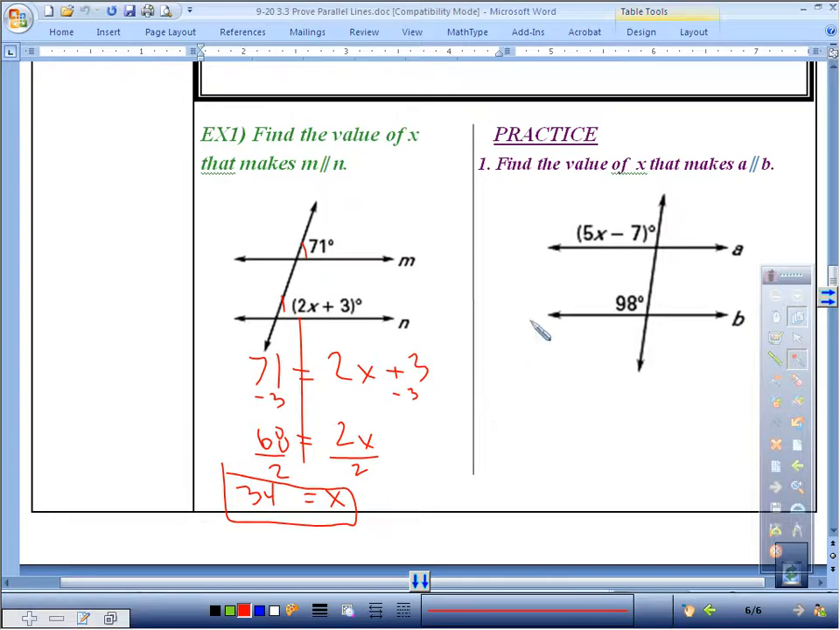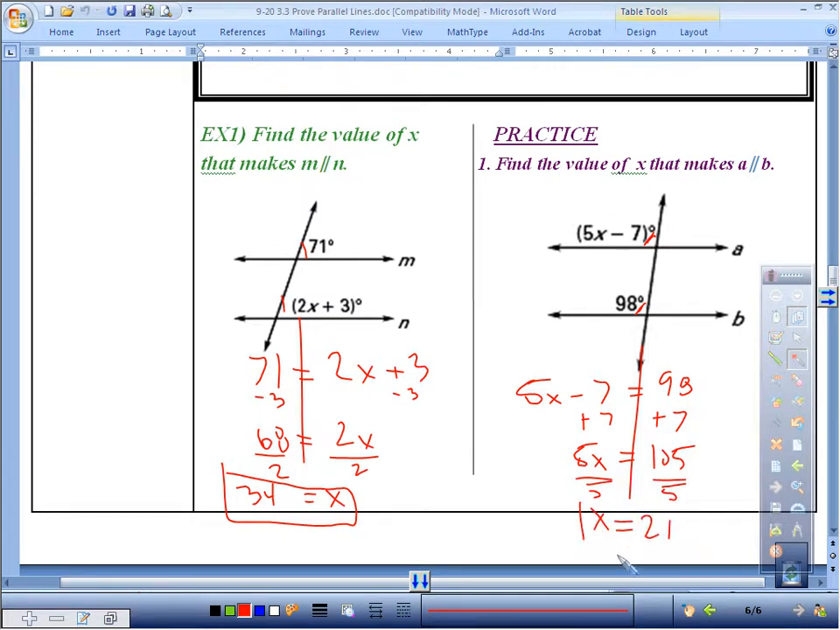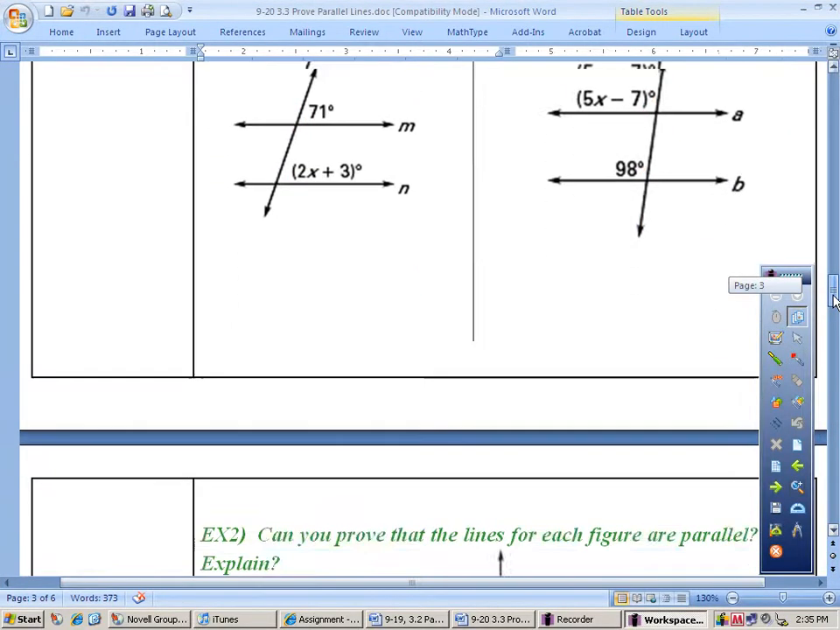So try the practice on your own. And we see that these two angles are again corresponding, so they would be congruent if these lines are parallel. So we set up our equation, and we have 105, divide both sides by 5, and x equals 21. So very similar to what we were doing yesterday.